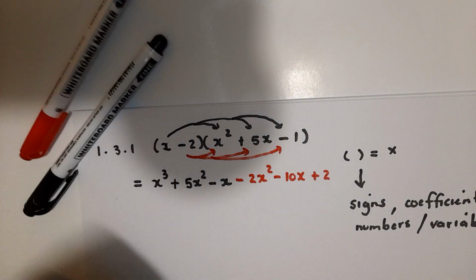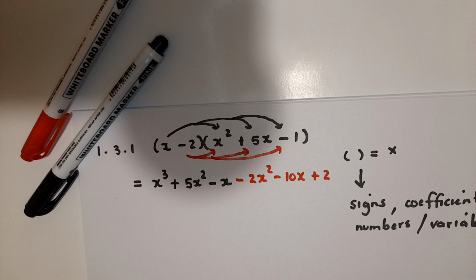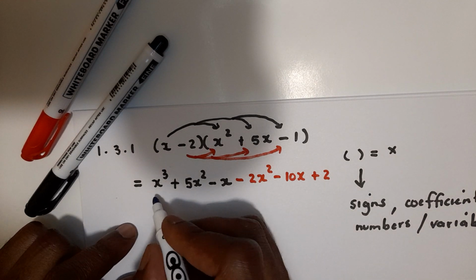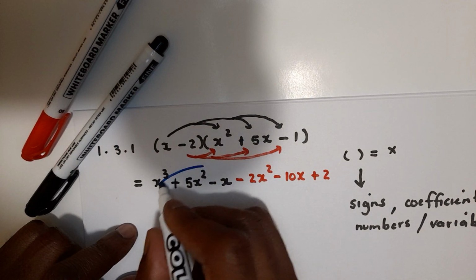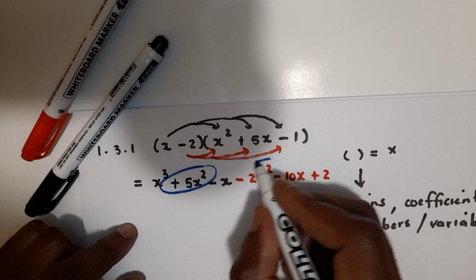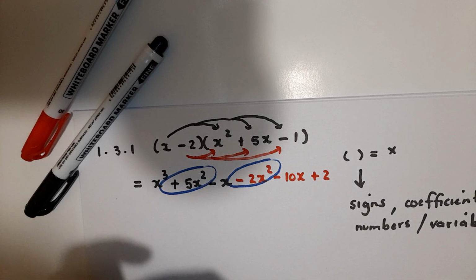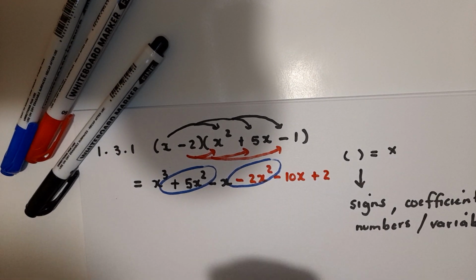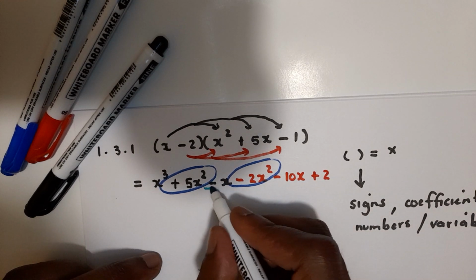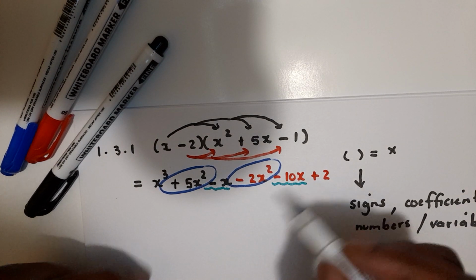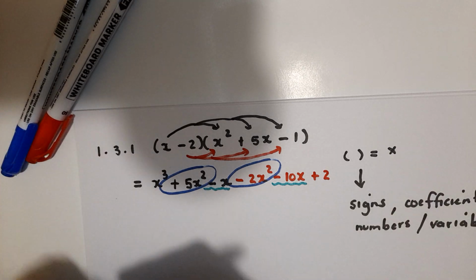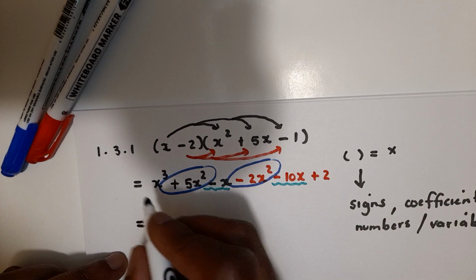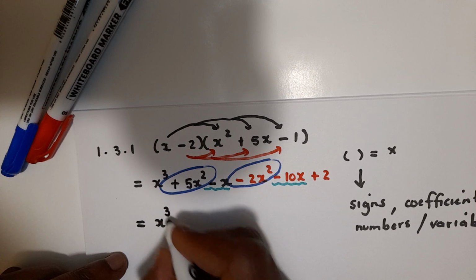Right. Then from here, we just need to look if we have like terms. Like terms are terms with the same variables. Then if I can check, I have this positive 5x squared with this negative 2x squared. I also have this negative x right here, which joins with this negative 10x. Right, so it means the x cubed goes alone. I'm left with x cubed.